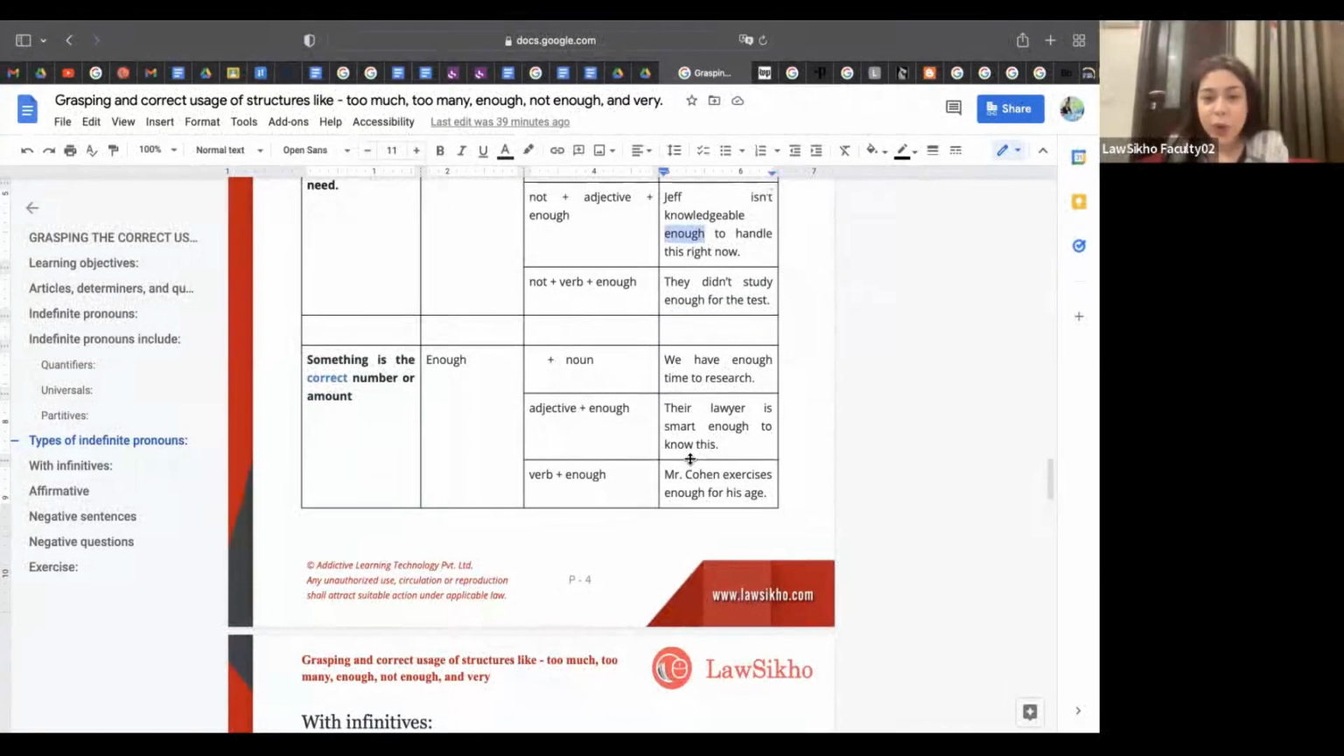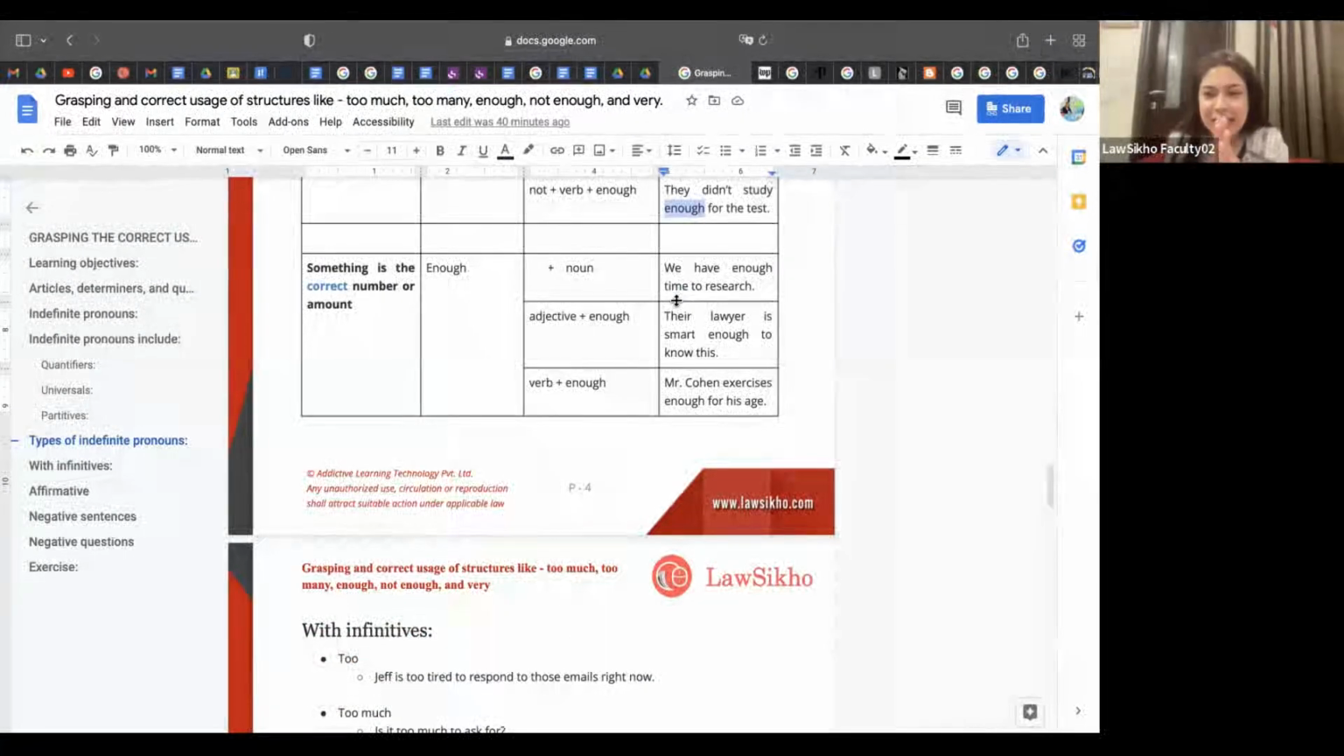Moving forward to the next one, which is "not" followed by a verb, followed by "enough." They didn't study enough for the test. Again, the abbreviation has a negation. Add that negation, add the verb, which is in your bare infinitive form, "study," and then add "enough for the test." Something which is exactly the number that it is supposed to be.